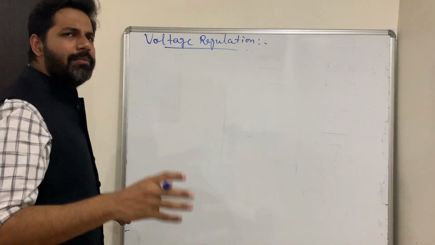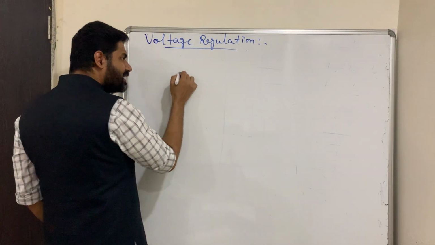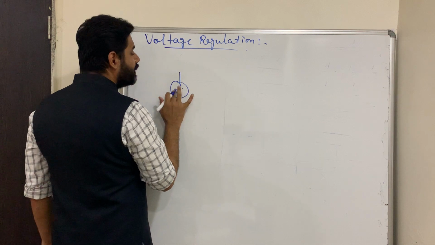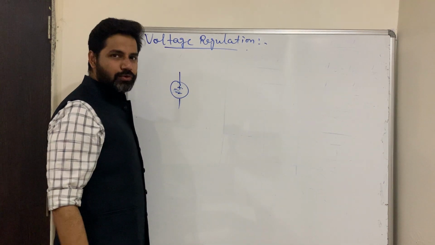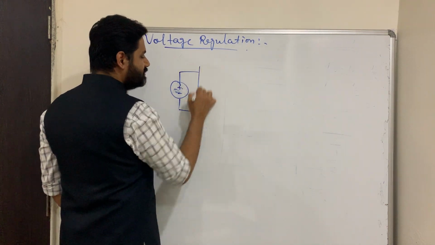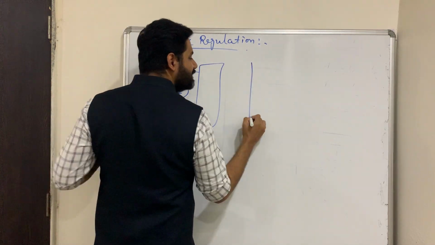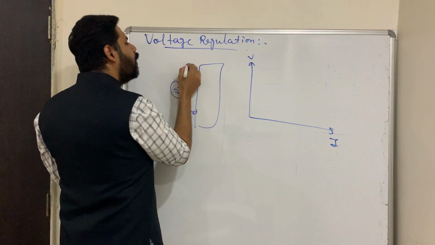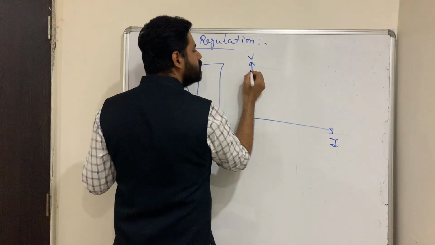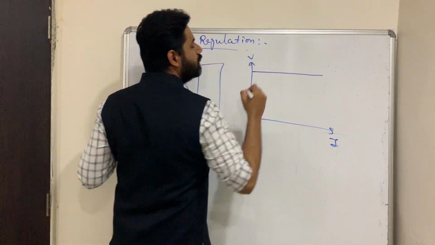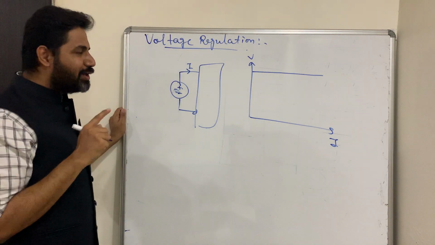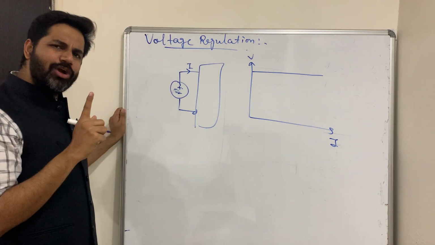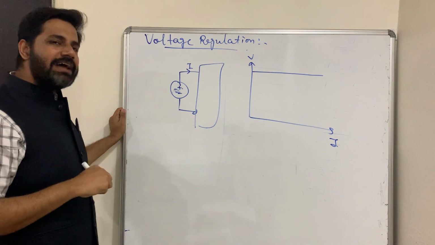What is voltage regulation? Guys, in BEE we have studied practical sources and ideal sources. The ideal source had these characteristics. This is V, this is I. Whatever amount of current you draw from the source, it is not going to reduce the magnitude of the source voltage. The voltage magnitude will remain the same. Fine, that was the ideal source.